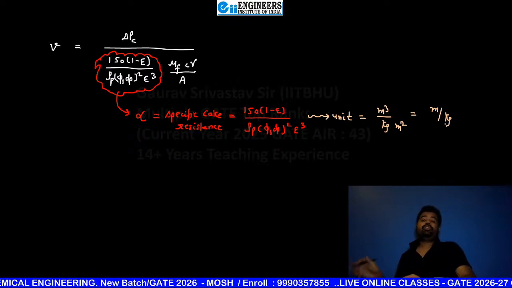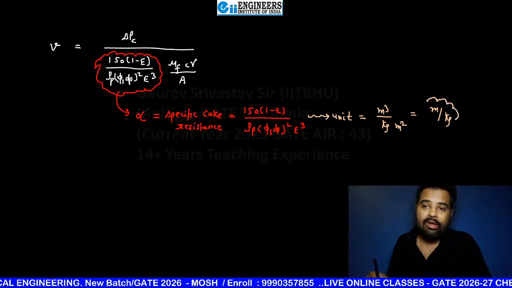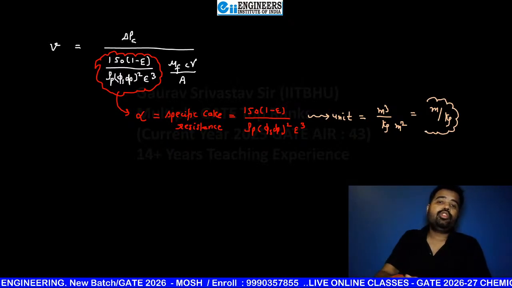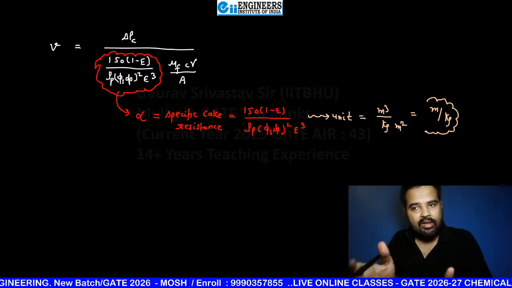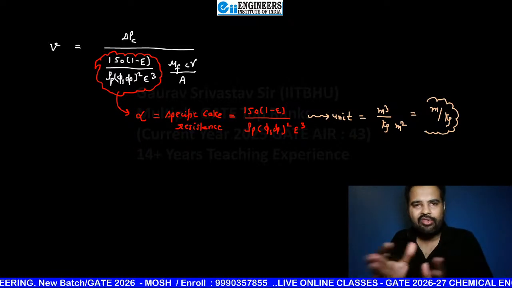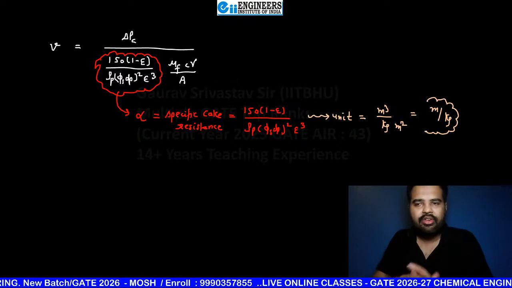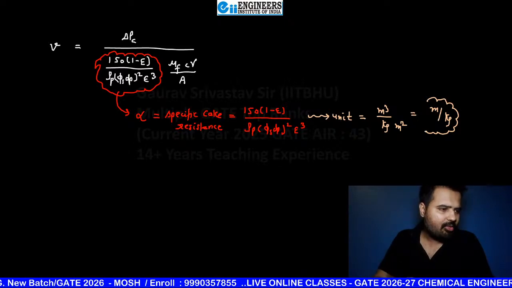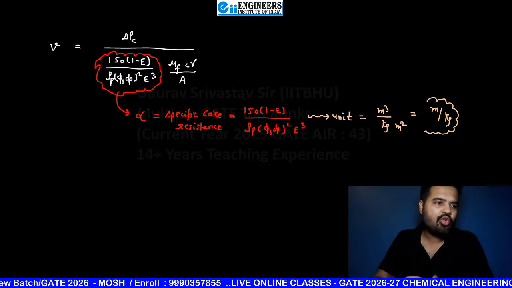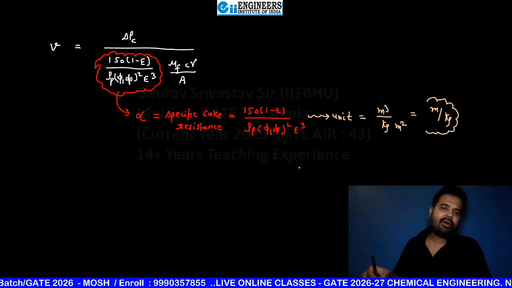So this one can also be asked in your GATE examination, that what should be the unit of specific resistance. Four options will be there. GATE, PSU both can ask. So it's meter per kg. Okay, very good beta. Absolutely correct beta. It's meter per kg.